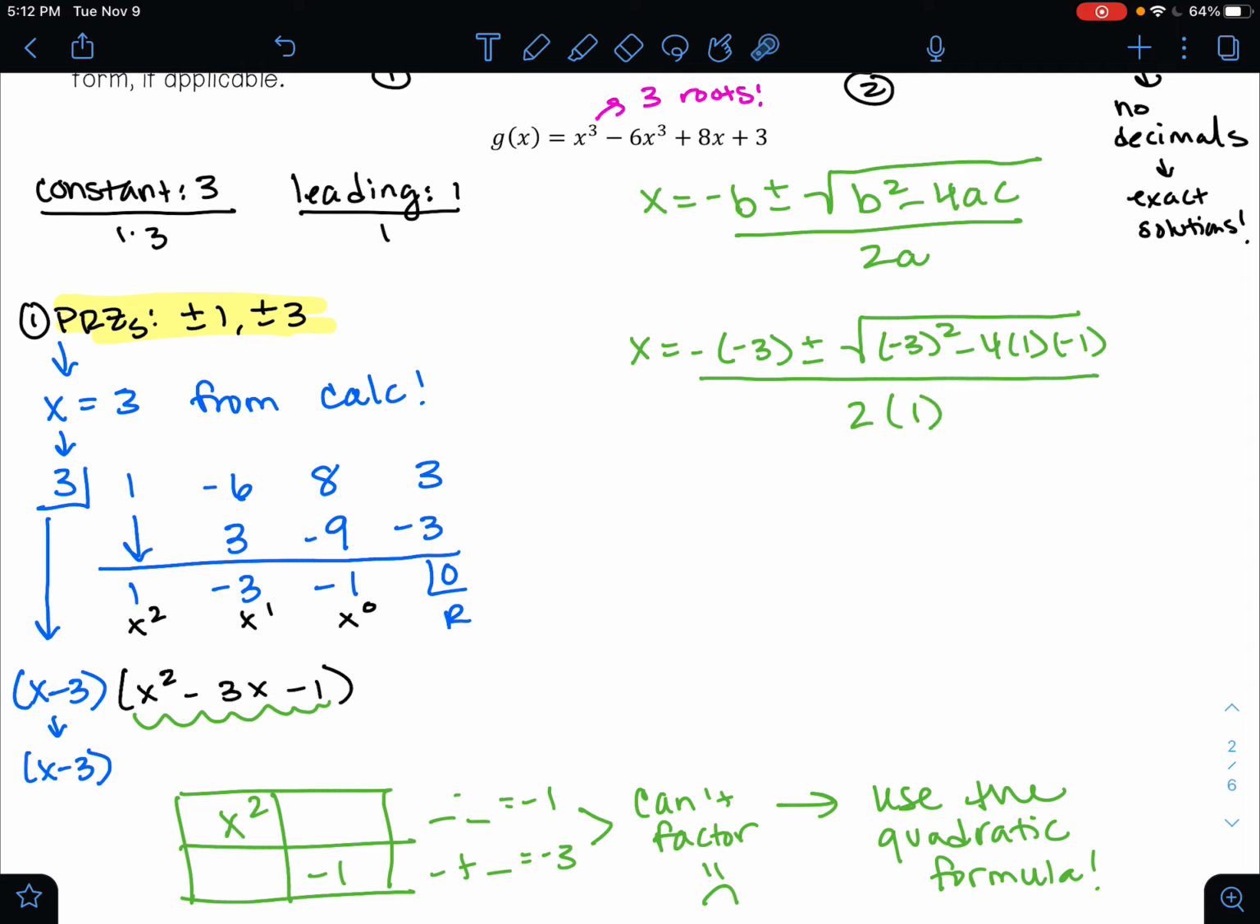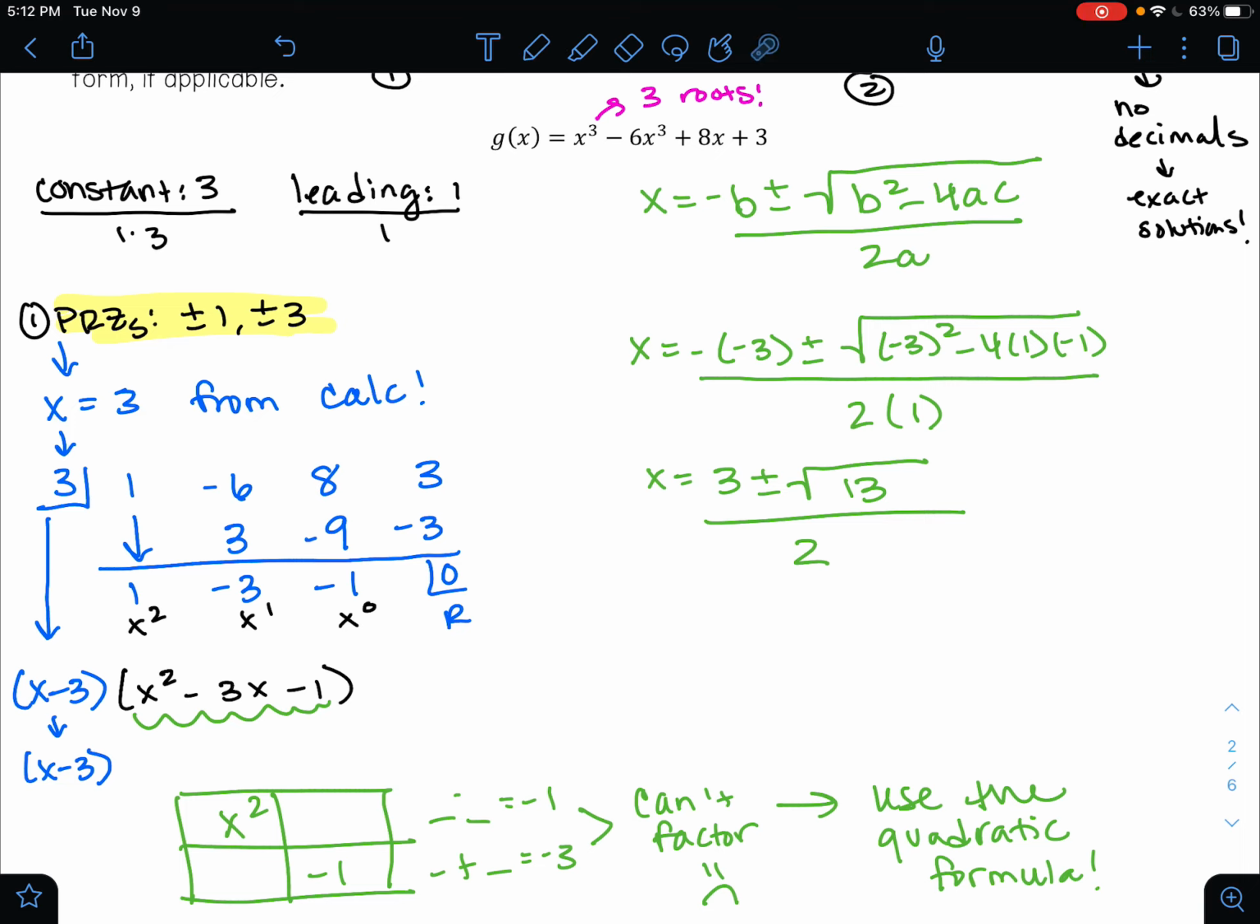So a negative times a negative is a positive. So it's going to be positive 3 plus or minus. And next I'm going to calculate my discriminant. Remember, your discriminant is what is underneath the square root symbol. And when you do that, you get 13. 2 times 1 is 2.